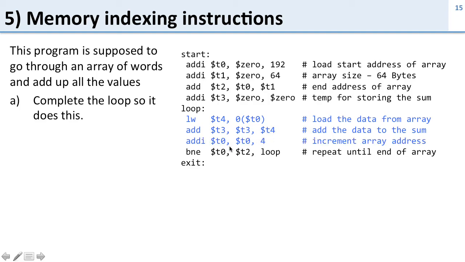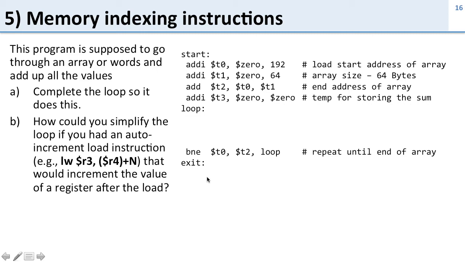And then finally, we're going to go on to the next element in the array. So this is our address in the array. We're going to add 4 to it to go to the next value. And then we keep doing this until our array address equals the end of our array. And when that's true, then we're done. Otherwise, we keep going around. So that's how you do this loop.